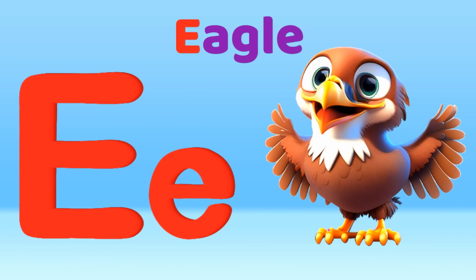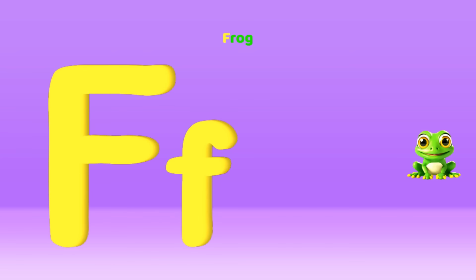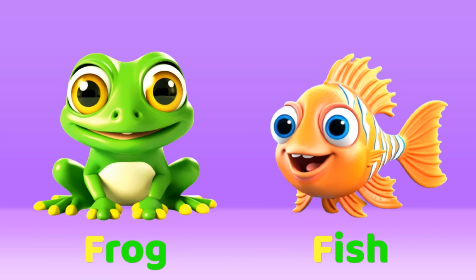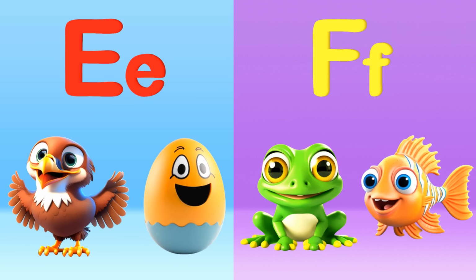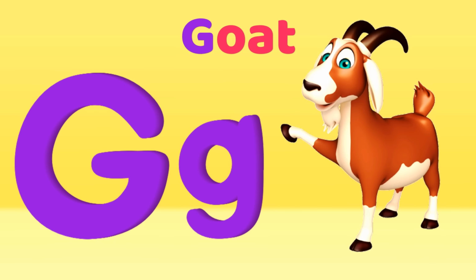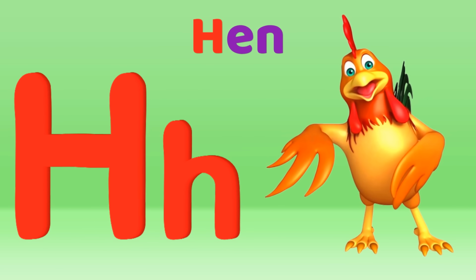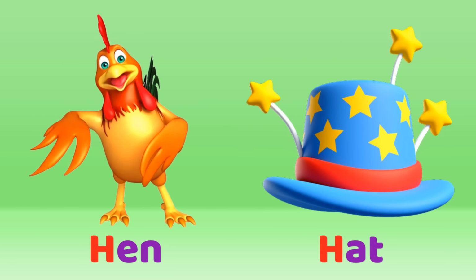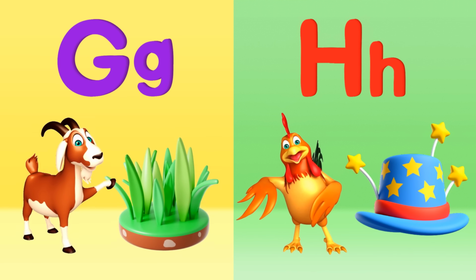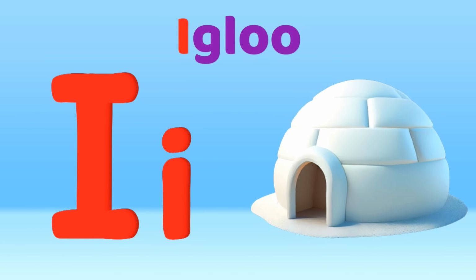E for eagle, E for egg, E. F for frog, F for fish, F. G for goat, G for grass, G. H for hen, H for hat, H. I for insect, I for igloo.